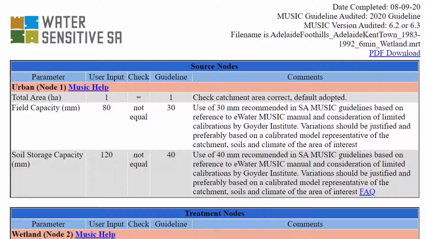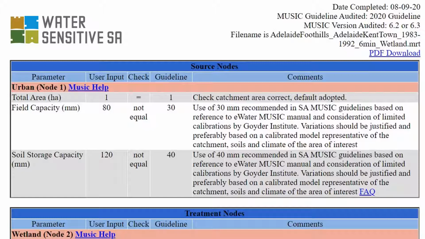What is the music auditor, you might be asking? Well, basically it's a tool that allows you to check the inputs that are entered into a music model. It's intended to complement the new South Australian Music Guidelines, which are shortly to be released.